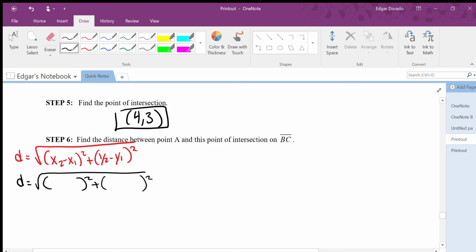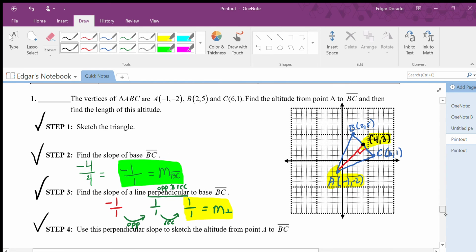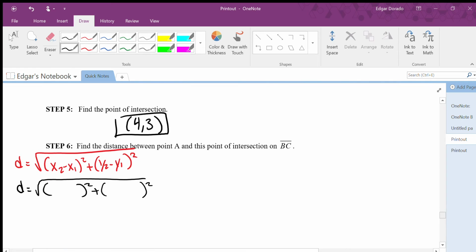Alright, let's get my two numbers. Let me just write the coordinates for A because I totally forgot them. -1, -2 are my coordinates for A. Alright, so I have my 2 points that I need to use. This point right here and this point right here. So I'm going to go ahead and call this x1, y1, this x2, y2. So x2 minus x1 would be what? It would be 4 minus -1. And then y2 minus y1 would be 3 minus -2.